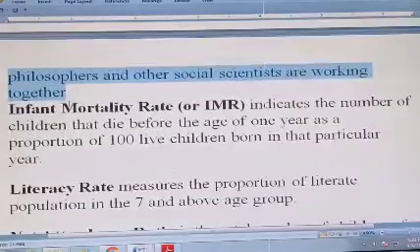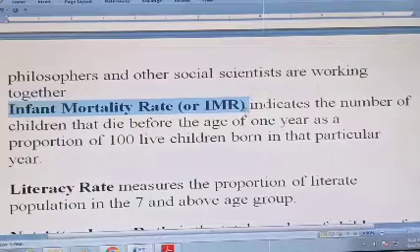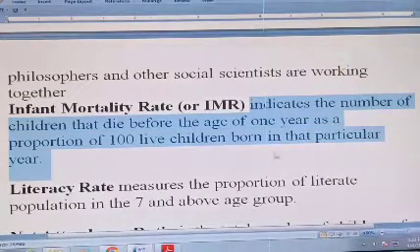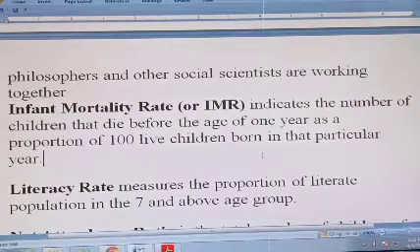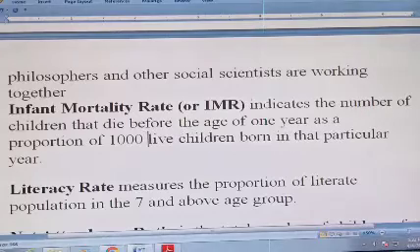So some things are there in this. Infant mortality rate. If the person is healthy, what is the infant mortality rate? It indicates the number of children who die before the age of 1 year as a proportion of 1,000 live births, 1,000 live children born in that particular year. What is an infant? An infant means a kid, a child with the age of 0 to 1. Mortality means they have died. So the infant mortality rate indicates how many children with the age of 0 to 1 are dying before the age of 1 year, as a proportion of 1,000 live children born in that particular year.